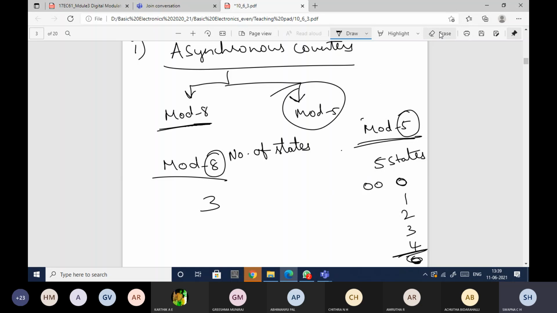How many bits are required to count 5 states? How will you represent the last state? The last state is nothing but 4 here. To represent 4, how many bits are required? How will you identify the number of bits required to count 4?